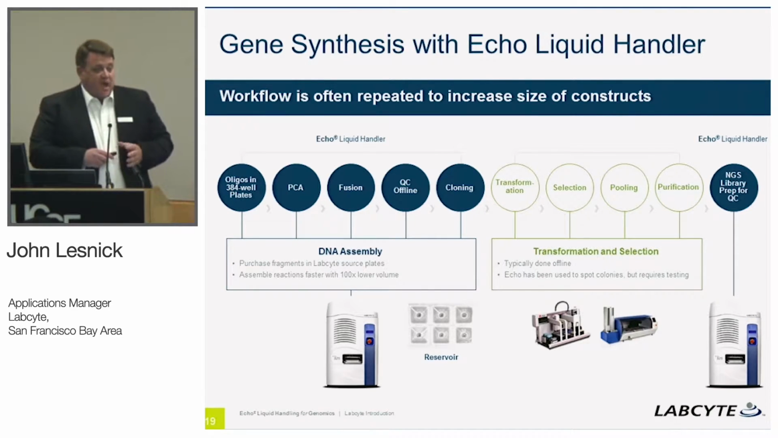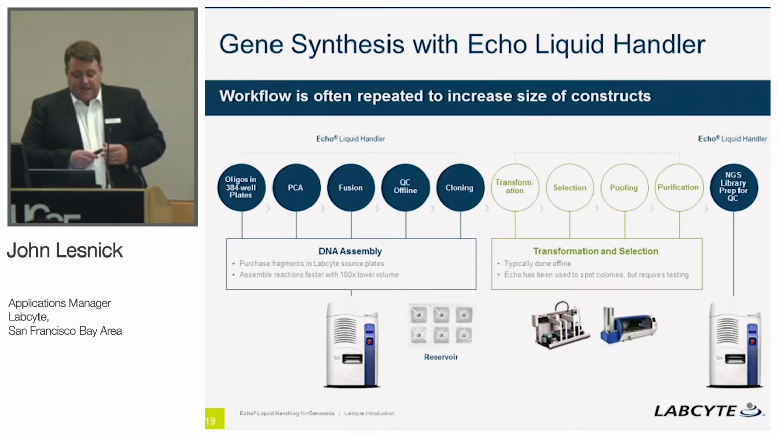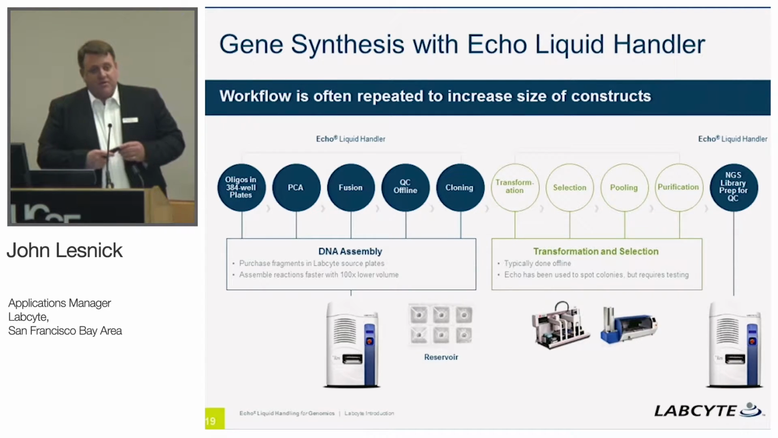You can run a PCA reaction or MDA, whatever you need to do to amplify the DNA. You can also swap that out for using the Gibson or Golden Gate. There's a variety of ways to amplify that DNA and stitch it together. You run the fusion and QC offline to test and go into your cloning system.